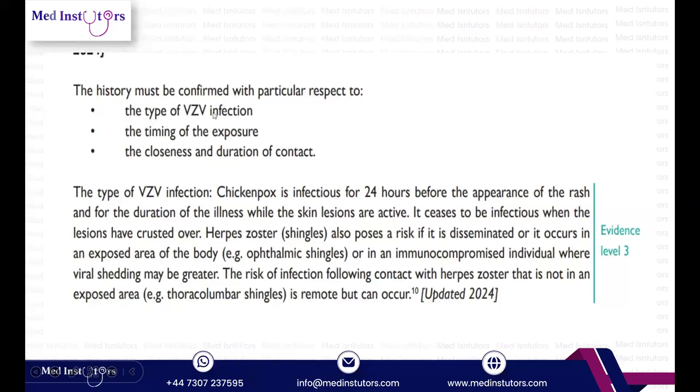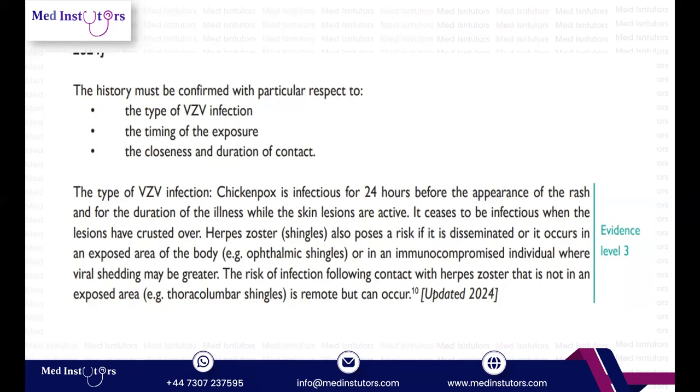So what is that? Number first, the type of varicella zoster virus infection she was exposed to, whether it was primary or secondary, and what was the timing of the exposure? What was the closeness and the duration of the contact? So these are very important things to be asked. That is important again for your part 2, part 3, and your daily clinical practice as well.